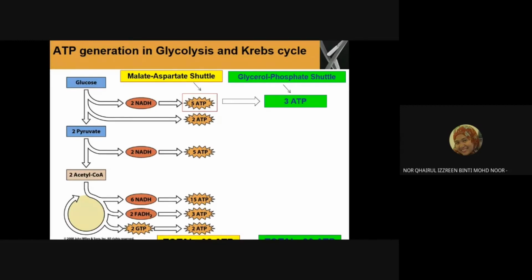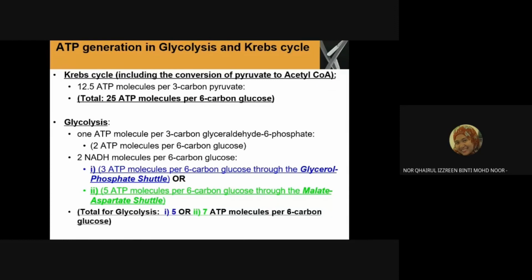So here, ATP generation in glycolysis and the Krebs cycle. If you use the malate aspartate shuttle, you get 32 ATP. If you use the glycerophosphate shuttle, you get 30 ATP, the green one. In conclusion, ATP generation in glycolysis and the Krebs cycle, including the conversion of pyruvate to acetyl-CoA, which is pyruvate decarboxylation, is a total of 25 ATP molecules per 6 carbon glucose. For glycolysis, 1 ATP molecule per glyceraldehyde 3-phosphate, and 2 NADH molecules per 6 carbon glucose will produce 3 ATP molecules through the glycerophosphate shuttle, or 5 ATP molecules if you use the malate aspartate shuttle.